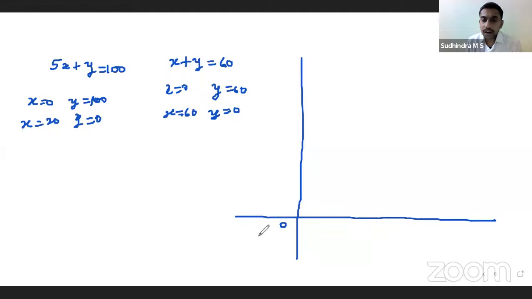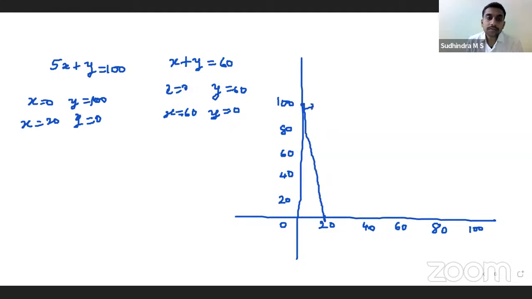X 0, y 100. So we'll have 20, 40, 60, 80, 100. So first one is 0, 100, 20, 0. This is the first equation that we get, 5x plus y less than or equal to 100. Is it less than or greater than? Towards the origin or away from the origin? Towards the origin. So this side is the feasible solution.